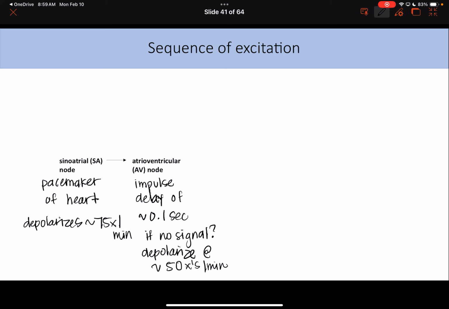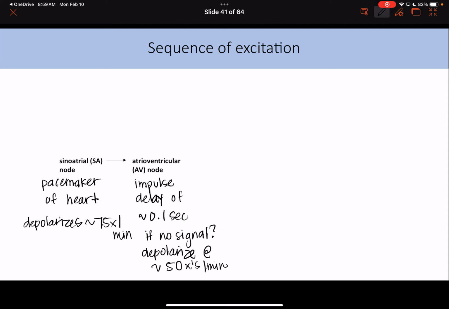If your SA node isn't working and you're only depolarizing 50 times per minute, which means that your heart is only beating about 50 beats per minute, for an average person who's not super athletic, you're going to feel the difference. You have a difference in oxygen delivery and nutrient delivery. After a while, you may need a pacemaker to correct that, or you may need to go on medication to increase your heart rate. They'll probably do medications first, see if that works, and if that does not work, then they may need to put you on a pacemaker.